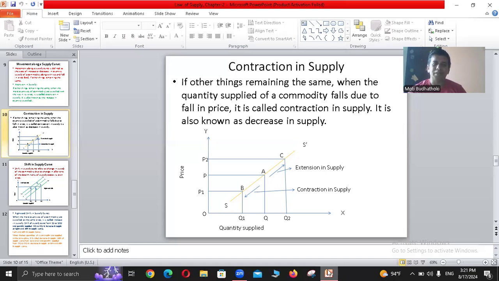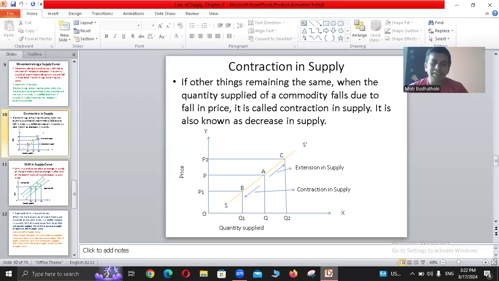In the beginning, when the price is OP and the quantity supplied is OQ, at that time the equilibrium point is A, which is the initial point. If the price is changed from P to P2, the quantity supplied also changes by rising from OQ to OQ2. It is called extension in supply. In this figure, from point A to C is called extension in supply.